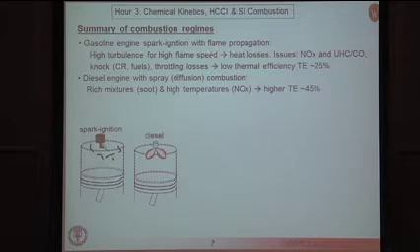The problem is, though, that with high turbulence, you have high heat losses. So that reduces your efficiency. The other thing is that behind the flame here, you have very high temperatures, and that leads to high NOx. Unburned hydrocarbons and CO can appear ahead of the flame if your flame doesn't propagate all the way across the combustion chamber. You don't burn all the fuel. So those are issues with the spark ignition engine.